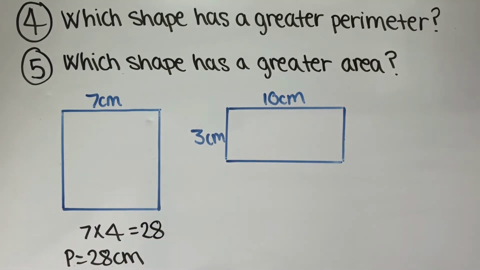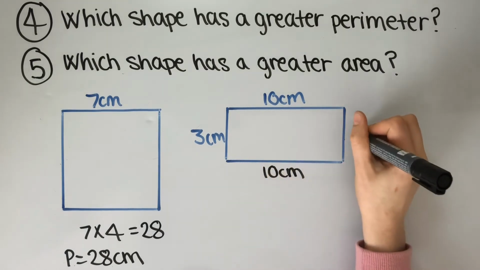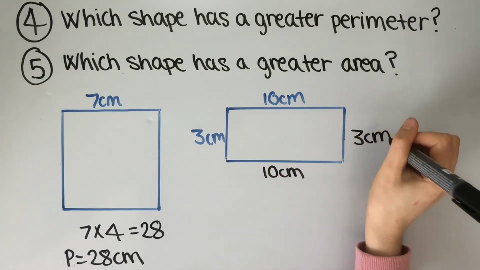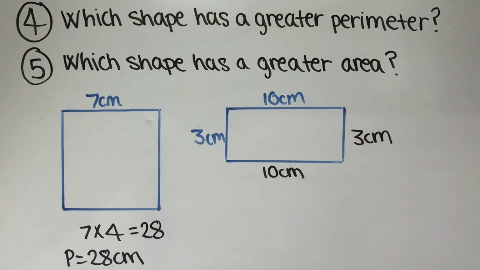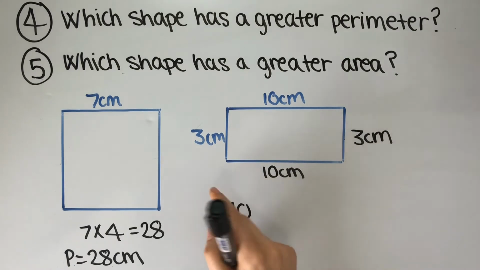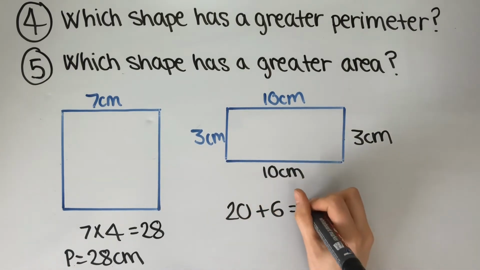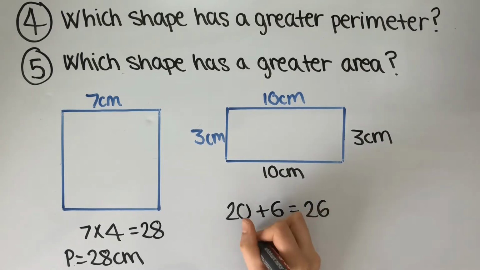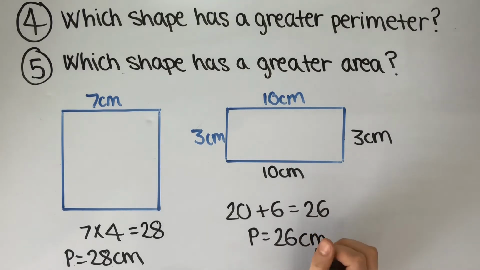Now for this shape here, it's a rectangle. So this side is 10 centimetres. And this side is 3 centimetres. 10 plus 10 is 20. 3 plus 3 is 6. 20 plus 6 is 26. So the perimeter for this shape is 26 centimetres. And we can see that the square has the greater perimeter. So that's our answer for question 4.